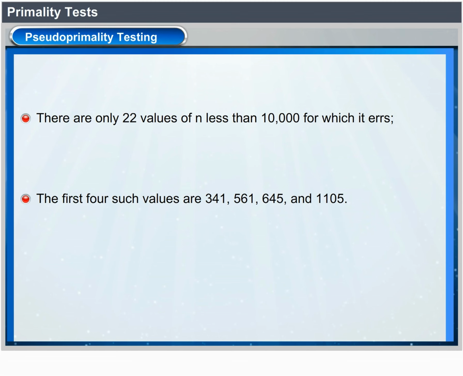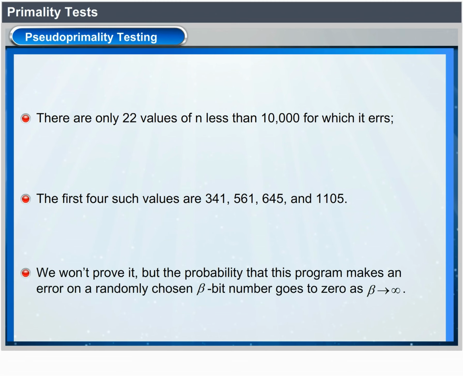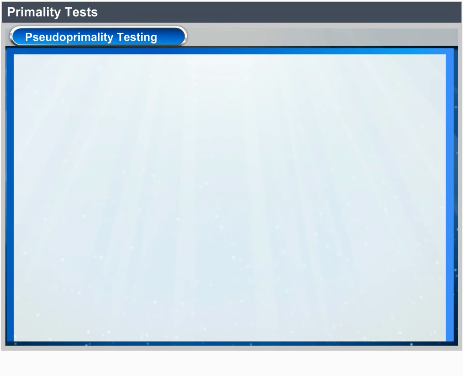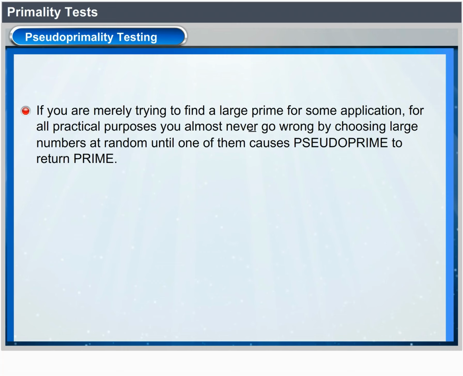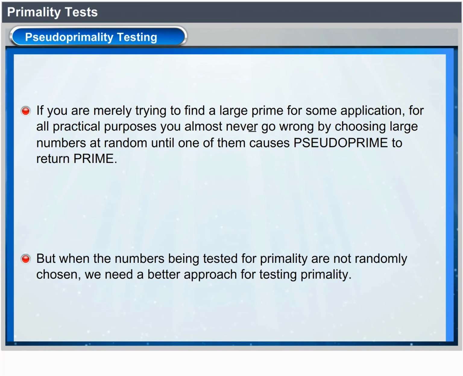We won't prove it, but the probability that this program makes an error on a randomly chosen β-bit number goes to 0 as β tends to infinity. If you are merely trying to find a large prime for some application, for all practical purposes, you almost never go wrong by choosing large numbers at random until one of them causes pseudoprime to return prime. But when the numbers being tested for primality are not randomly chosen, we need a better approach for testing primality.